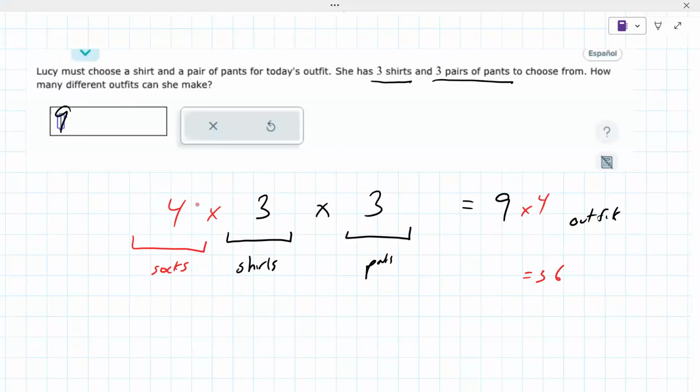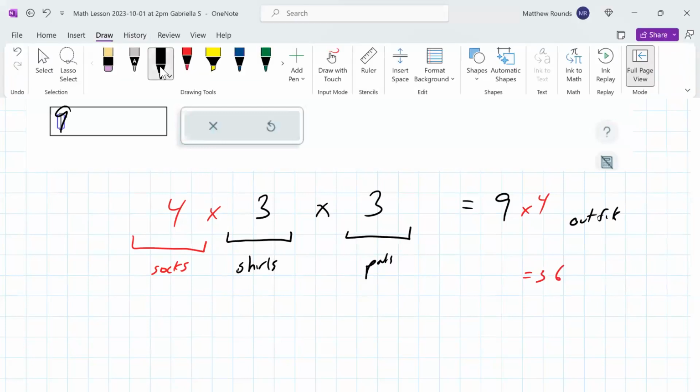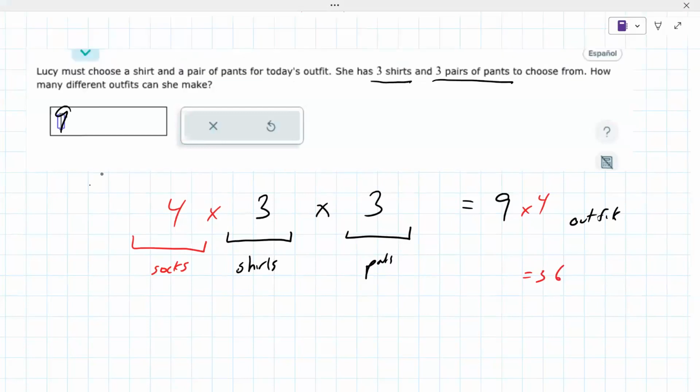Kind of simple. But in reality though, socks don't make an outfit, at least in my world. Okay.